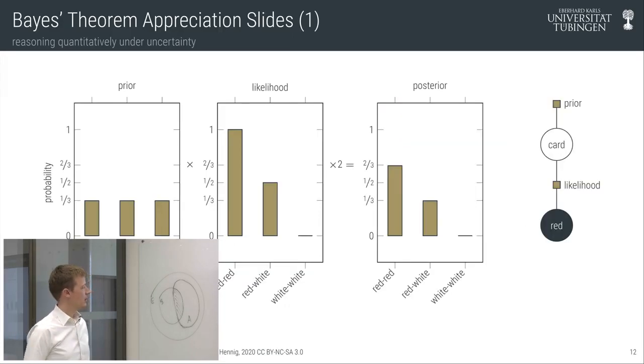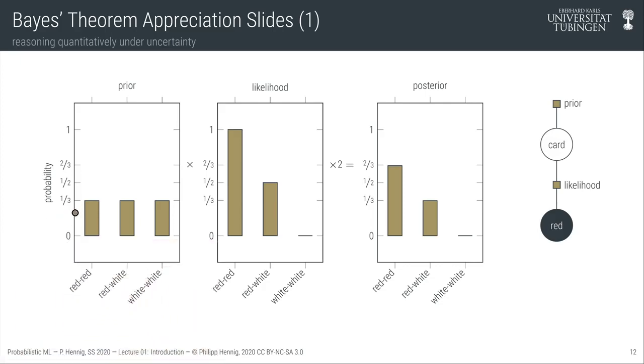Here's a pictorial view of this. Maybe this helps for some people. You could give names to these individual variables, call them card and color. Now we get to see the color. We assign a prior probability to all 3 cards. That probability I've set to be uniform.